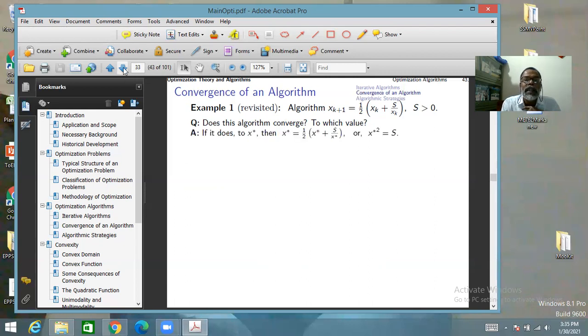To answer this, you say that if it converges to say x star, then putting x star here, you would get the same x star here. That means x star is a fixed point of the algorithm. So x star is equal to this. When you simplify this, you get x star square is s. Simply, you take 2 on this side. From there, you remove 1 x star. So what remains here is s by x star. Take this x star on the other side. X star square is s. This is why it converges to root over s.